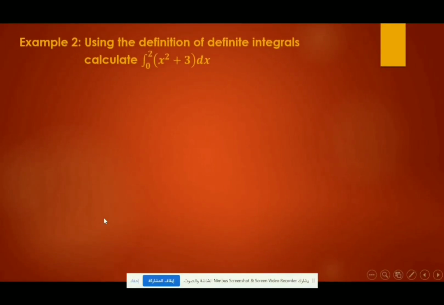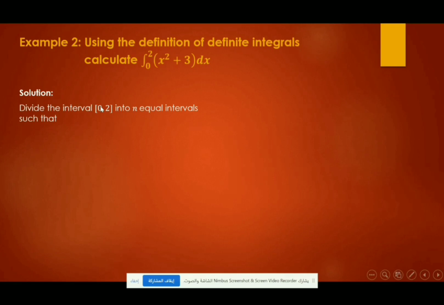The next example: using the definition of the finite integral to calculate the integration from 0 till 2 of x squared plus 3 in terms of dx. The way is by following these steps.